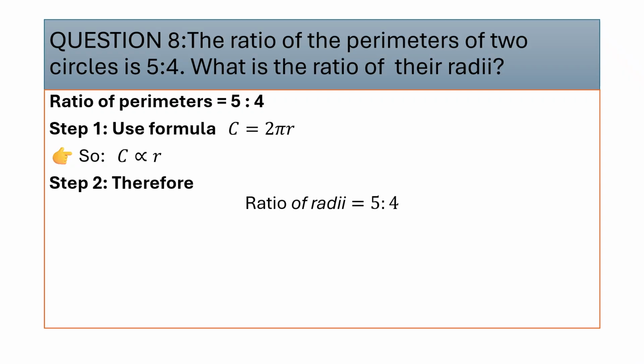So, therefore, ratio of the radii will also be 5:4. So answer will be 5:4. So this is the simplest one. You just have to find the ratio of the perimeter of two circles which is given, and they're asking what is the ratio of the radii. So answer will be 5:4.